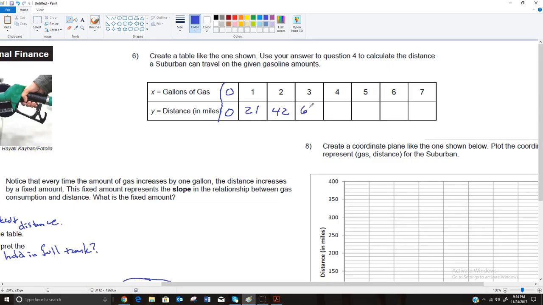So this would be 63, 84, 105, 126, and 147. So between each of these, I'm just adding 21 to the total. So, according to this, if we had 7 gallons of gas left in the tank of that Suburban, we should be able to drive 147 miles.